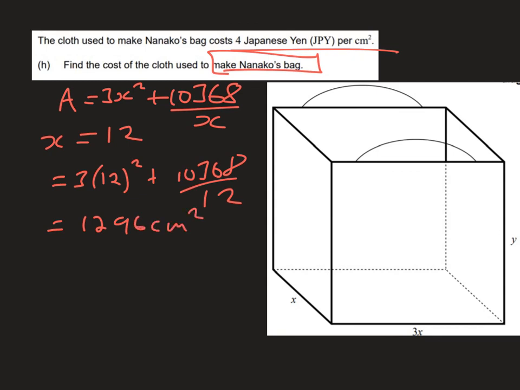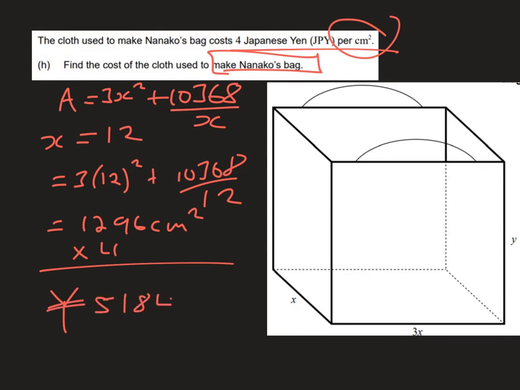1,296 centimetres squared. So it's 4 yen per centimetre squared. So you need to multiply that by 4 to get the final answer, which is going to be 5,184, or 5,180 yen, correct to 3 sig fig.